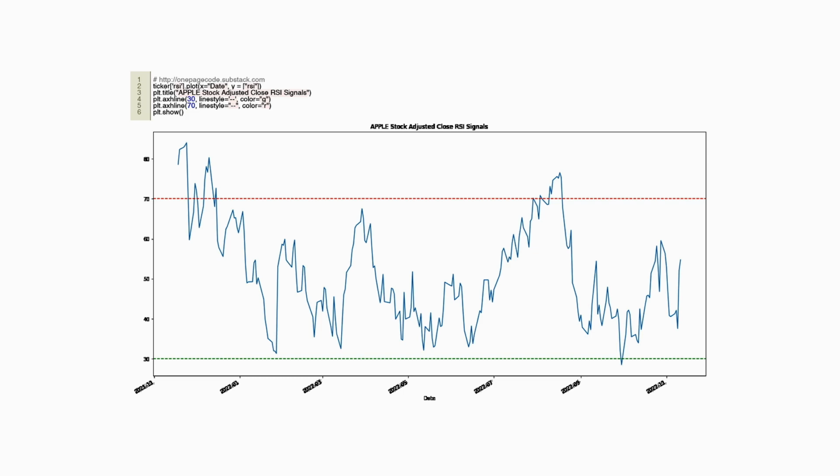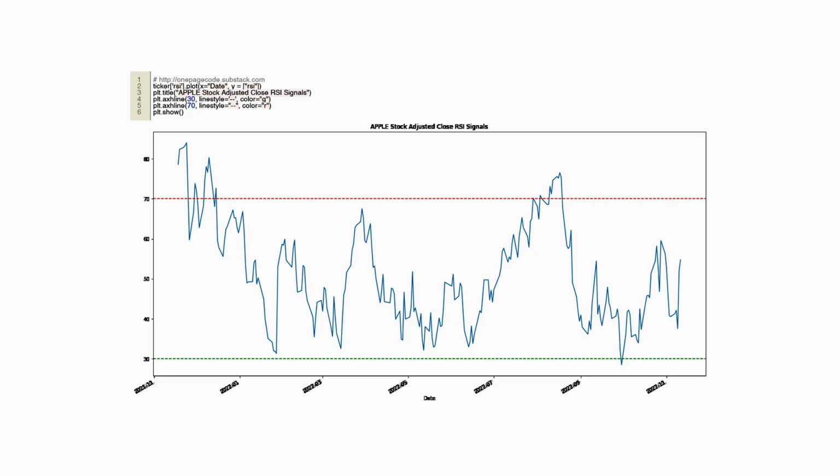To enhance the visualization, two horizontal lines are added using plt.axhline. These lines represent the commonly used thresholds in RSI analysis, a value of 30 and a value of 70. The line at 30 is styled with a green dashed pattern indicating the level below which the stock may be considered oversold, and the line at 70 in a red dashed pattern indicating the level above which the stock may be considered overbought. Finally, plt.show is called to display the resulting plot.